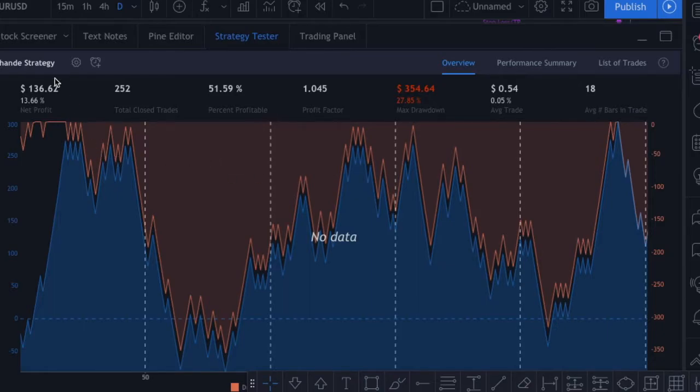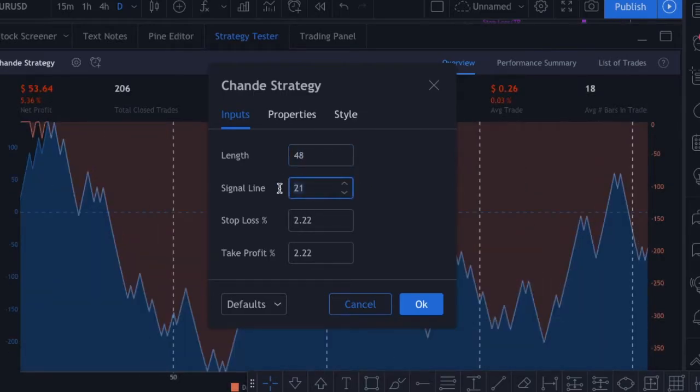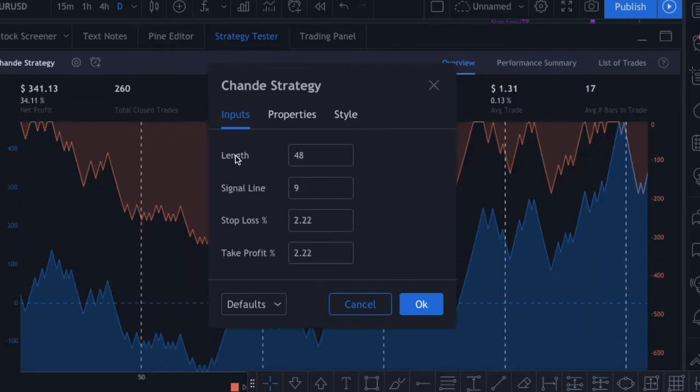So what you're going to want to do to switch up the settings is move this length all the way up to 48 and bring the signal line down to 9. Okay, this is what's going to get us. We're going to be up 34.11%, which is just a little bit under twice as much as what the default settings would have done.